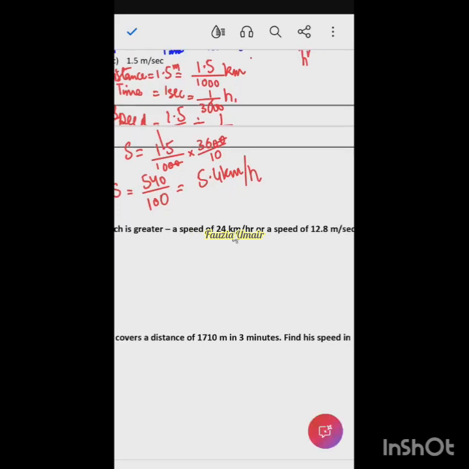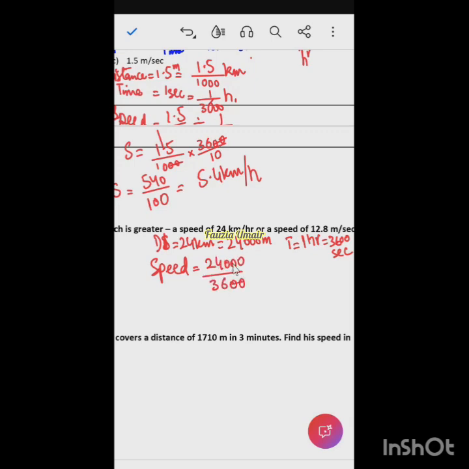Speed was 24 kilometer. I will go in meters, so it will be 24,000 meters. Time is 1 hour. So 1 hour means how many seconds? 3600 seconds, right? So going in a smaller unit should always be preferred, right? So distance is 24,000 meters, and speed is 24,000 divided by 3600.